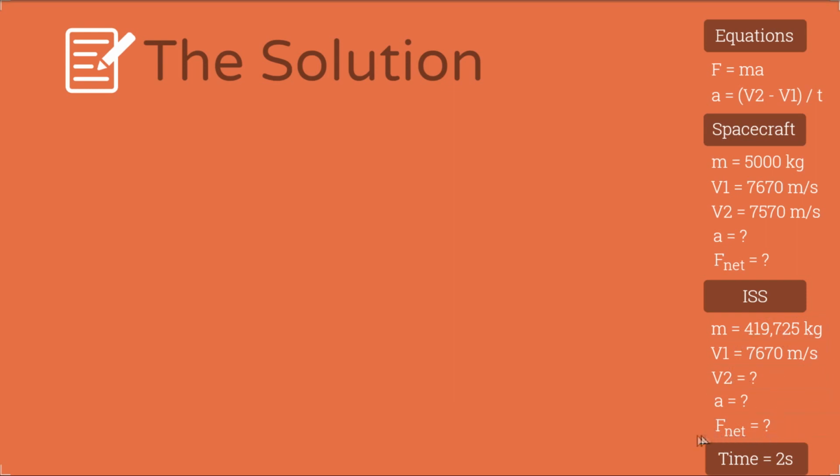If you remember Newton's third law, F net for both of these will be equal. So if we find the F net of the spacecraft, we also know the F net of the ISS. Alright, then let's turn towards the spacecraft. Can we find F net of the spacecraft? We need mass and acceleration again. We have mass, but we don't have acceleration. Okay, we can use this equation this time: v2 minus v1 divided by time. And we have all of those variables: v1, v2, and time.